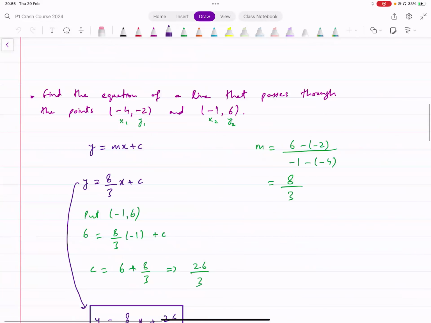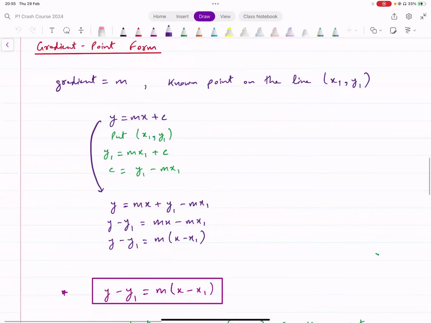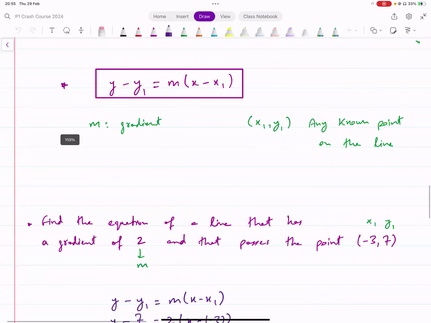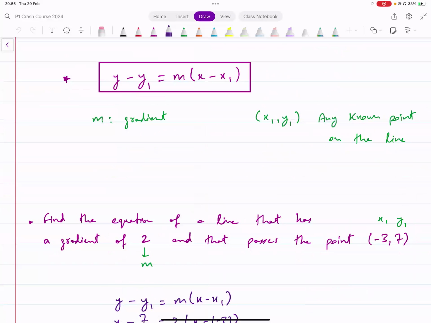And then we did another form, which was y minus y1 equals m into x minus x1. Okay. This is the other form. This is called the gradient point form. We learned where this form comes from as well. But now you have to basically just remember this form. Just like you remember y equals mx plus c, you should also remember this form. This is much quicker to use in most situations.